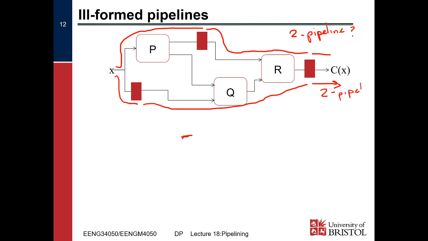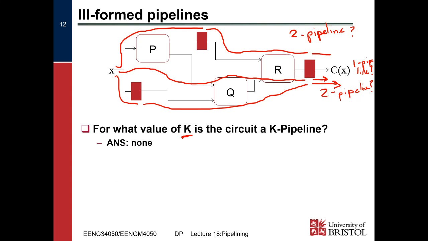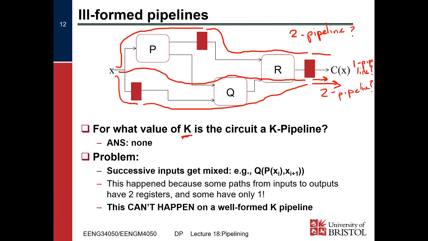That seems like a two pipeline so far. Let's take the middle path. Oops. That one's only got one. There isn't any. There is no value of K for which you can say this circuit is a K pipeline because we are mixing pieces of data, right? Q is taking P of X of I because there's no register in there, but also X of I plus 1, right?